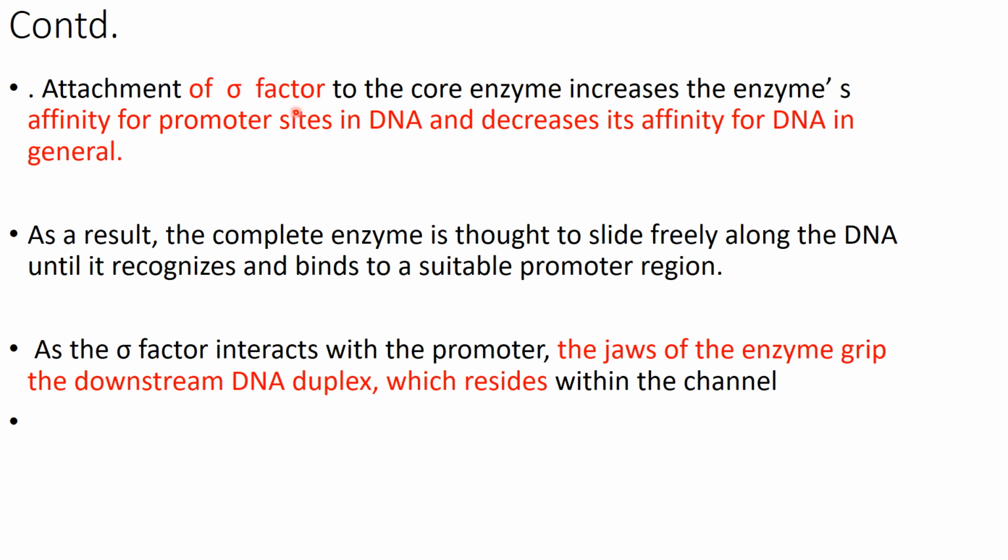So what has sigma factor done? It has increased the affinity of the polymerase with the promoter site of DNA rather than the entire DNA. Again, what does it mean? That sigma factor helps in association of RNA polymerase with the promoter site of DNA, not with any other part of DNA, so that the complete enzyme gradually slides over the DNA starting from the promoter region.